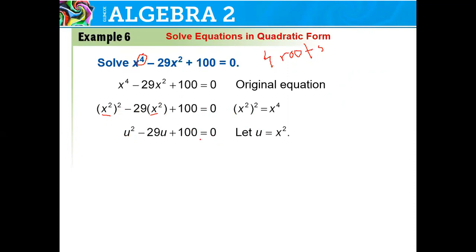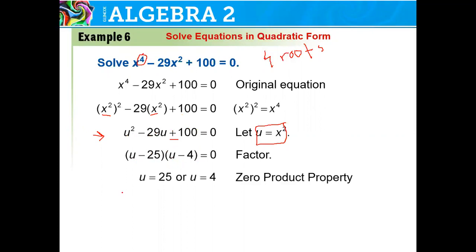I'm familiar with this shape. Why did I change x squared into u? To make it easier for me to factorize. Now this one is a trinomial, and can be factored by guess and check. Two numbers that multiply to 100 and add up to 29: it's 4 and 25. Of course, the last sign is positive, that means they will have the same sign, which is negative, negative. So I'll get u equals 25 or u equals 4.